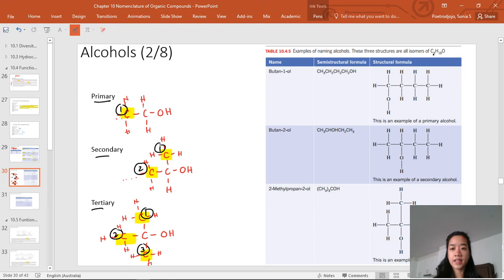You can also look at these examples. So in a primary alcohol, the carbon that the alcohol is attached to is attached to one other carbon. In a secondary one, it's attached to 2, and in tertiary, it's attached to 3.